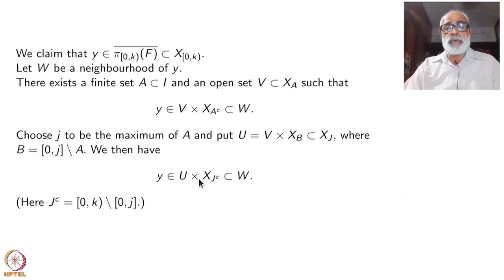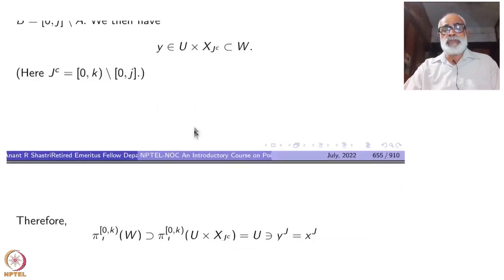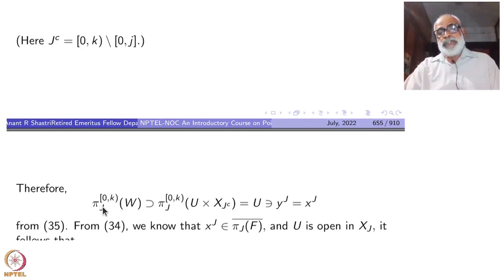Alright, so we have got a neighborhood like this for each point y, for each neighborhood W of y, we get such a neighborhood. These are basic neighborhoods. Therefore, what is the meaning of this one? If you take the jth projection of W, for W inside X0K, right? That contains this subset, contained inside W, so the projection will contain that one. The jth projection will contain U cross XJ. What is the jth projection of this one? All these things will go away. So it is just U. And U contains the jth projection of y. Okay, that is how we have chosen that. First, we choose only finitely many elements. Afterwards, we allow the rest of them to be free so that y will come inside that.